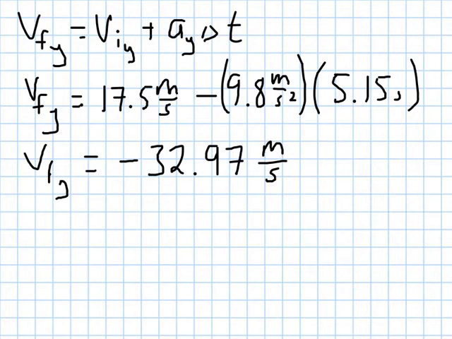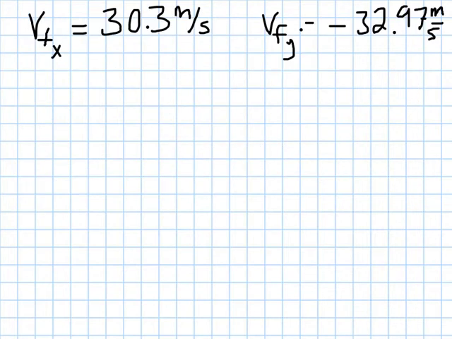I know the x component of my final velocity is the same as the x component of initial velocity, and now I've solved for the y component of my final velocity, but really I need to still put them together. I have the components, I need to solve for the net or resultant final velocity. So here are my components. My x component is 30.3 meters per second. It's positive. It's moving forward. The way we drew that was to the right. And then my y component is negative 32.97. That's moving downward.